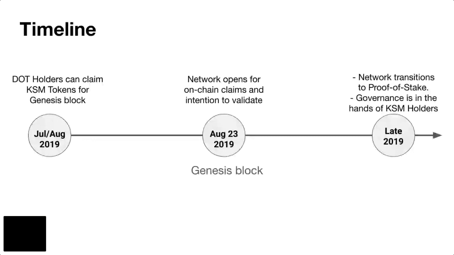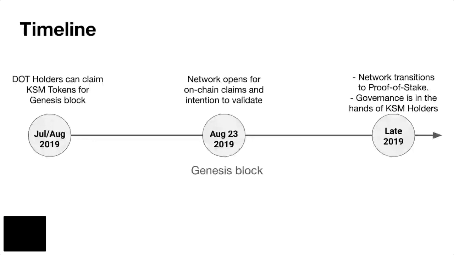So fast forward a couple months, lots of bug fixes were getting into the network. The network transitions to proof of stake. If you've been in the Riot rooms lately, or you've maybe even been validating on Kusama, you probably already know this very well, that there are currently 150 validators on Kusama. It's a proof of stake network today. And yeah, so this has happened.